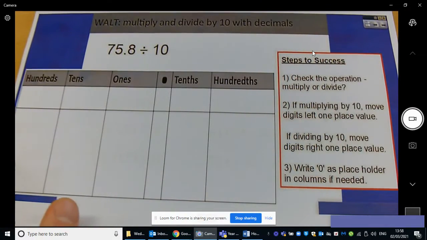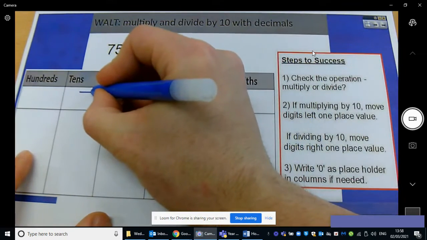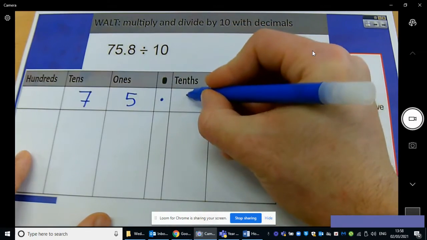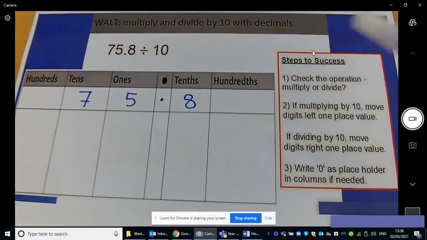So, what I'm going to ask you to do now, I'm going to leave this one completely up to you. So I will write the number in the top here. So we've got 75.8 divided by 10. So can you go through the steps to success? Pause the video now. Can you do 75.8 divided by 10? Off you go.